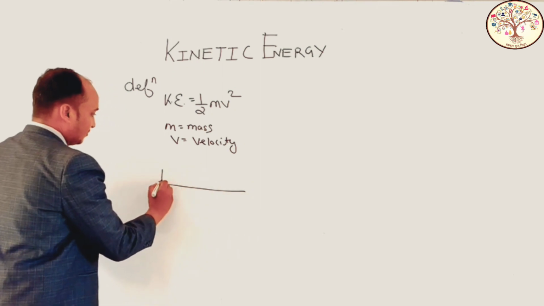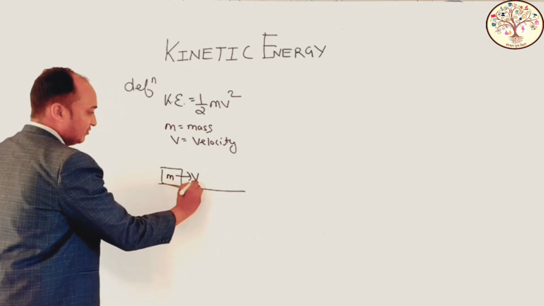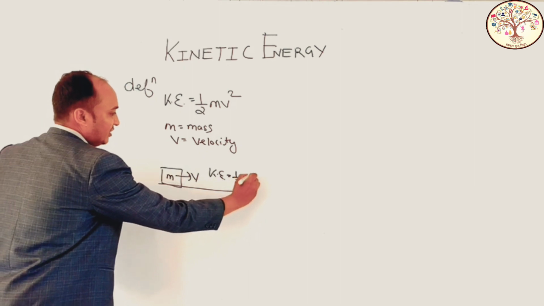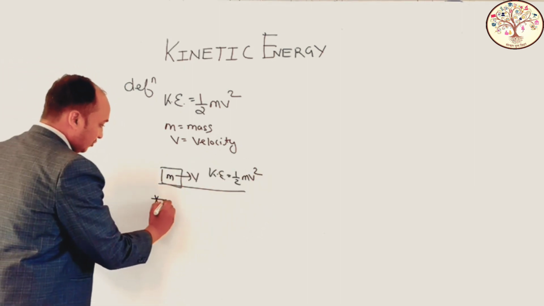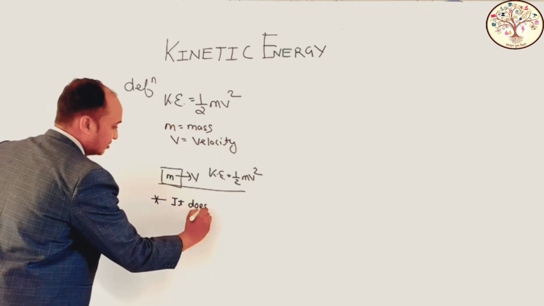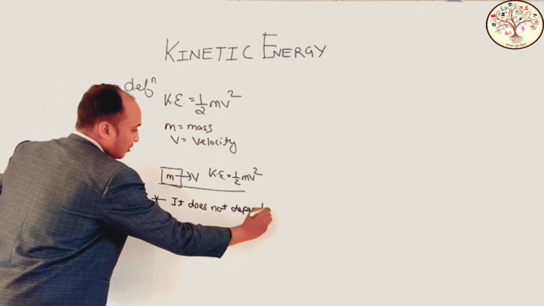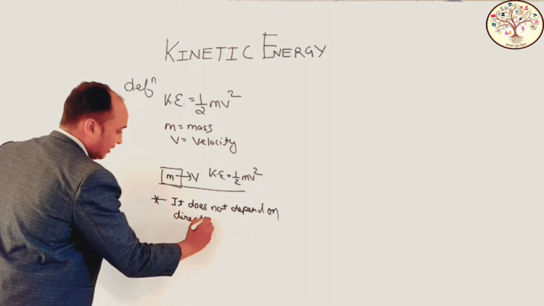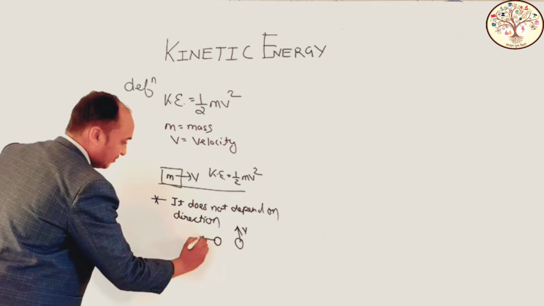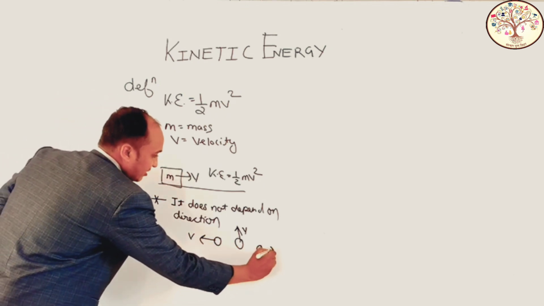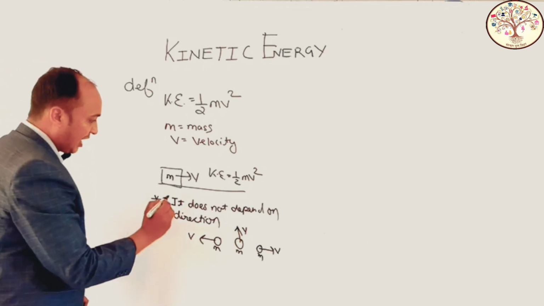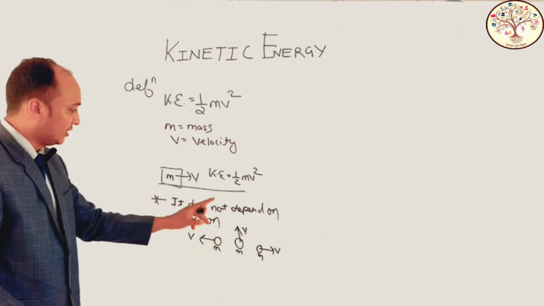If there is an object having mass m and moving with velocity v, then it must have energy that is known as kinetic energy, and the amount is half mv square. Two main points about this energy: the first point is that it does not depend on direction. What we mean is that if the body is going up, left or right, if its velocity is the same and mass is the same, then in all the three cases the kinetic energy must be the same because it does not depend on direction.